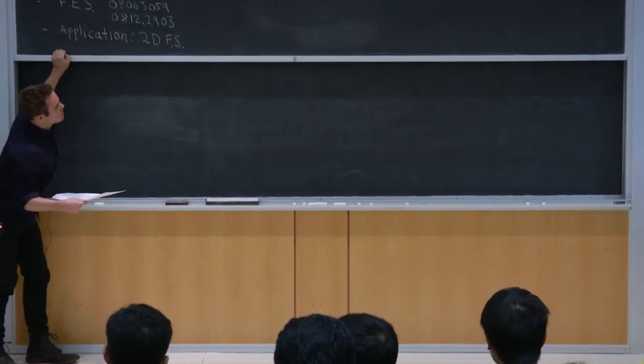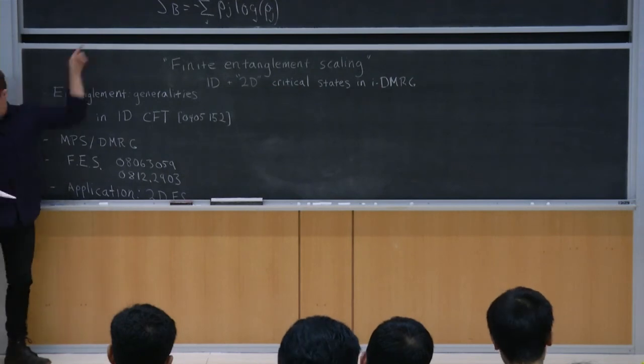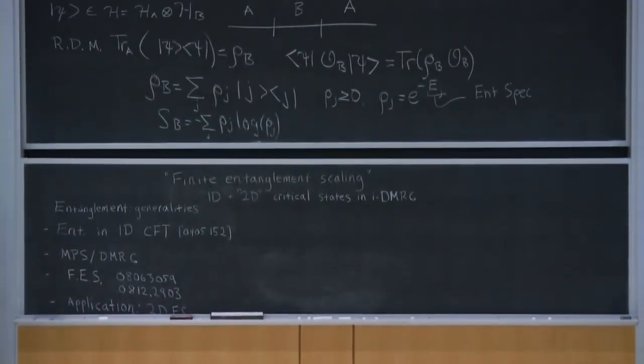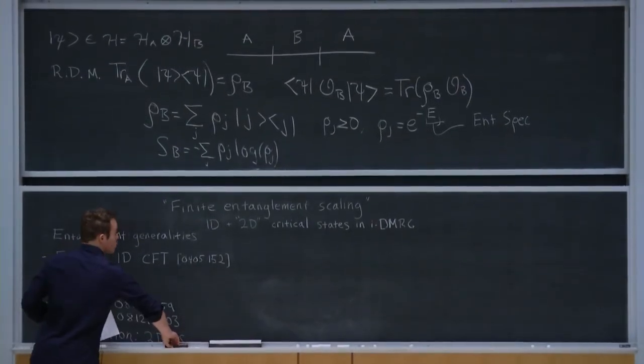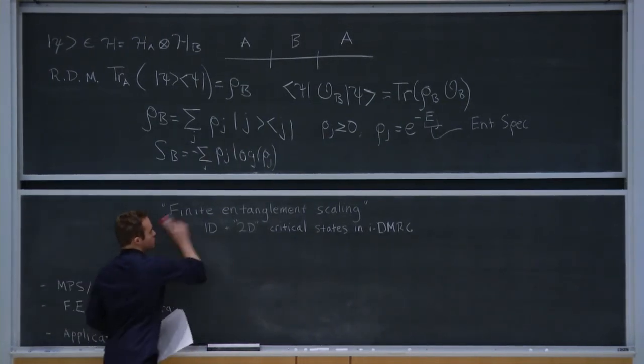What's the best way to do this? Okay, so that's the von Neumann entropy. But actually for CFTs, it's a little bit more convenient to work with a different type of entropy called the Rényi entropy.